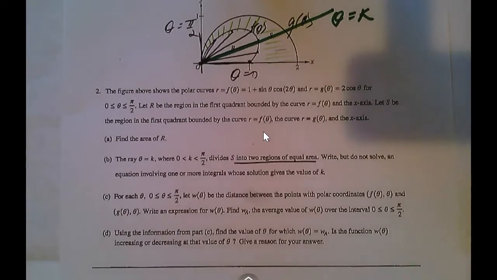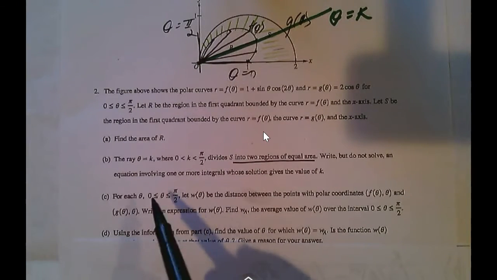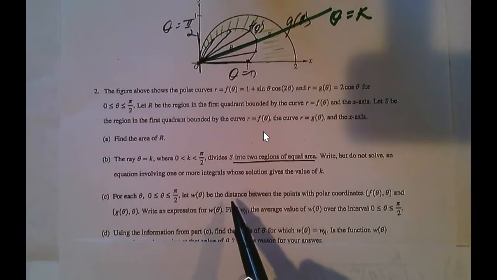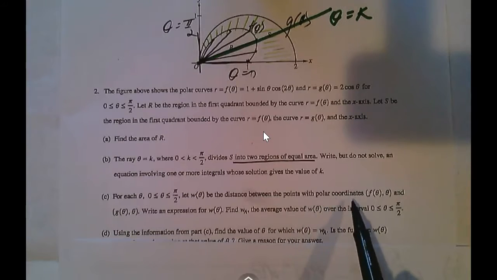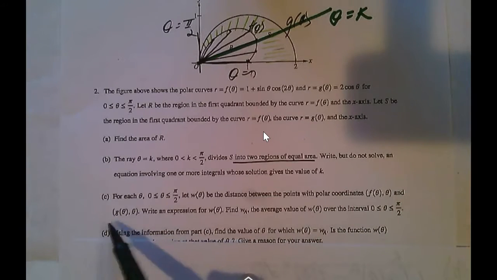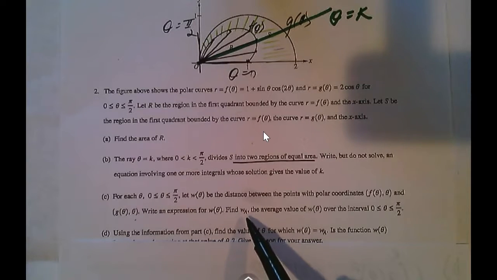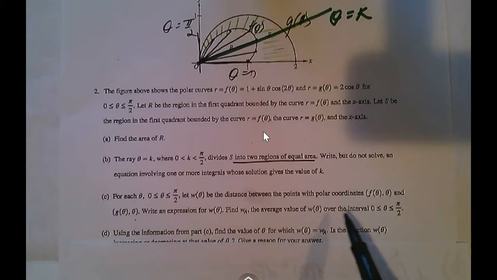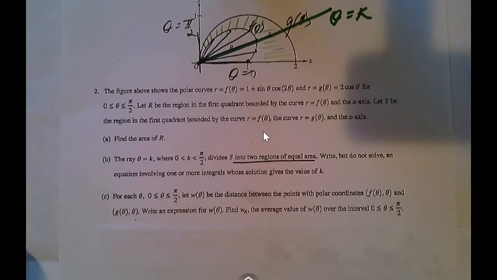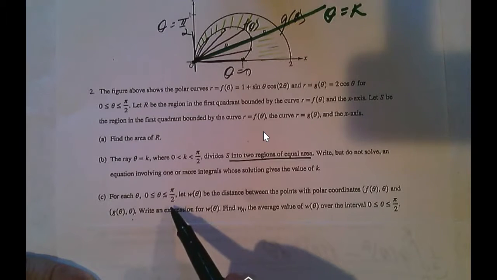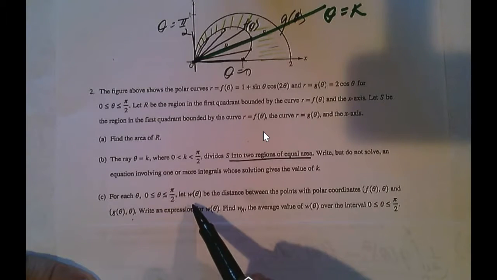In part C, it says for each theta with 0 less than or equal to theta less than or equal to pi over 2, let w of theta be the distance between the points with polar coordinates f of theta comma theta and g of theta comma theta. Write an expression for w of theta. Then, because that's not enough, find w sub a, the average value of w of theta over the interval 0 to pi over 2. Oof. Okay. I need to think about this one. For each theta, where theta is between 0 and pi over 2, let w be the distance between the points.